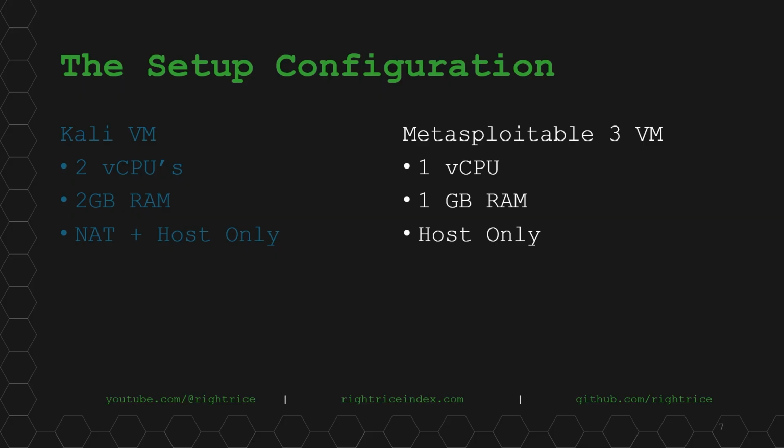For Metasploitable 3, we're going to dial it back because we don't really need a whole lot. This is going to be running headless, so really it just needs to be there for us to grab the volumes. We're going to tone it back to 1 vCPU, 1 gig of RAM, and really crucial, you only want to give it host-only.